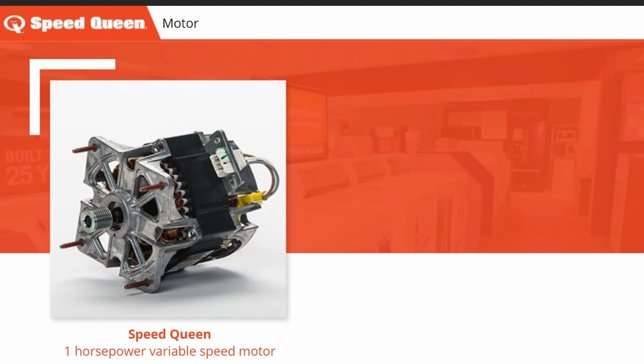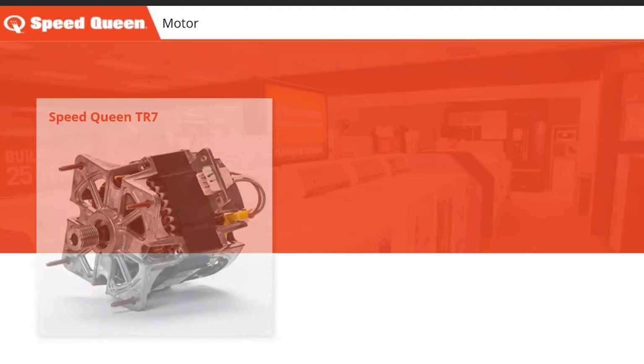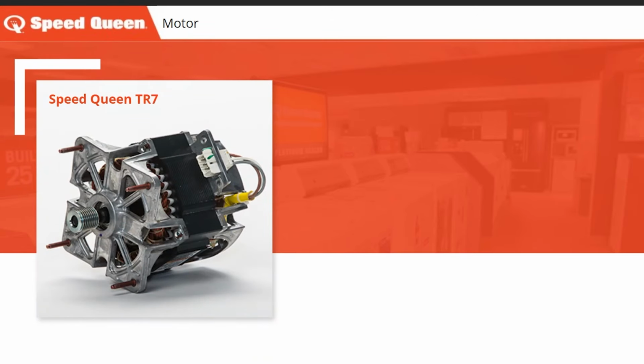The Speed Queen TR7 has a 1-horsepower variable speed motor, whereas the Maytag has a half-horsepower 4-speed motor. Also note that the Maytag motor has a cooling fan. Now let's see which machine has a better motor.